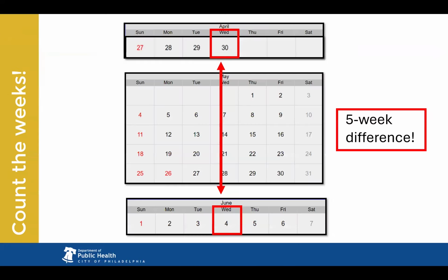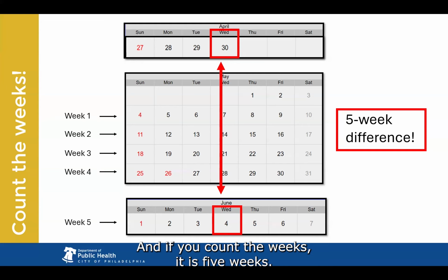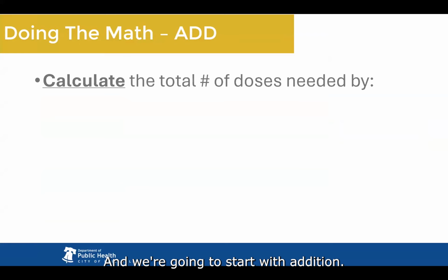Okay. And again, 5-week difference. Here's just a visual example of that. We started on April 30th. That was our last reconciliation date. And then today's date is June 4th. And if you count the weeks, it is 5 weeks. Okay. Doing the math, and we're going to start with addition.